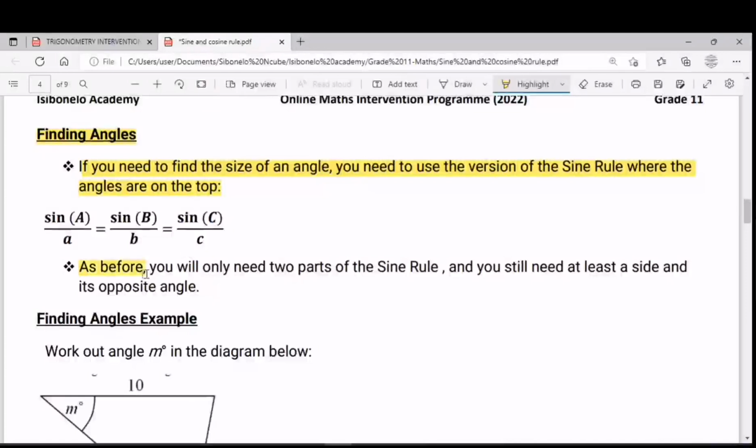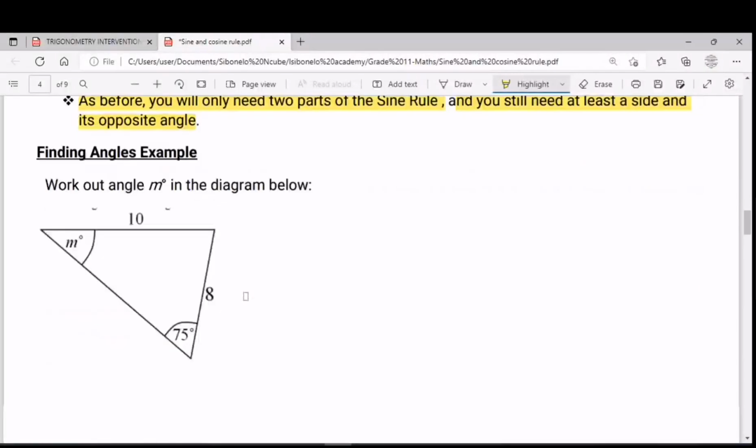So as mentioned before, you will only need two parts of the sine rule. You don't need all three parts. You only need two parts, as we did at the beginning. You don't need sine A over A, sine B over B, and sine C over C. So you only need two parts of this formula, not three of them. And you still need at least a side and its opposite angle.